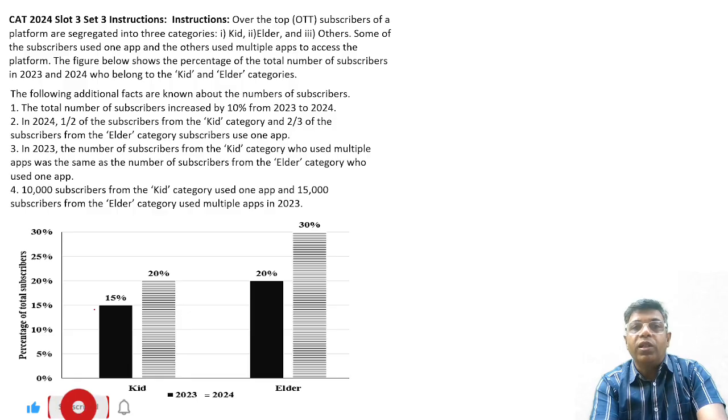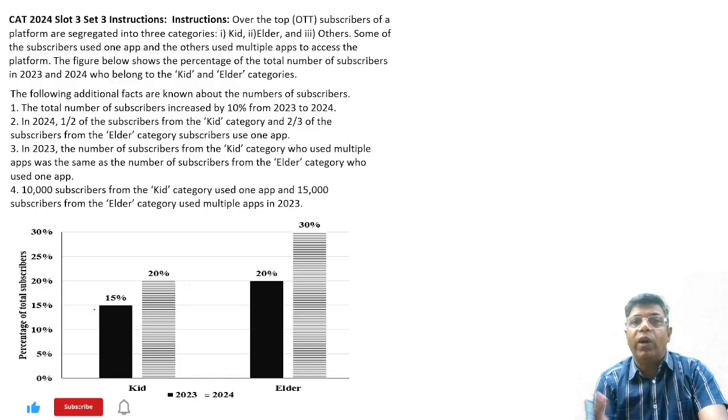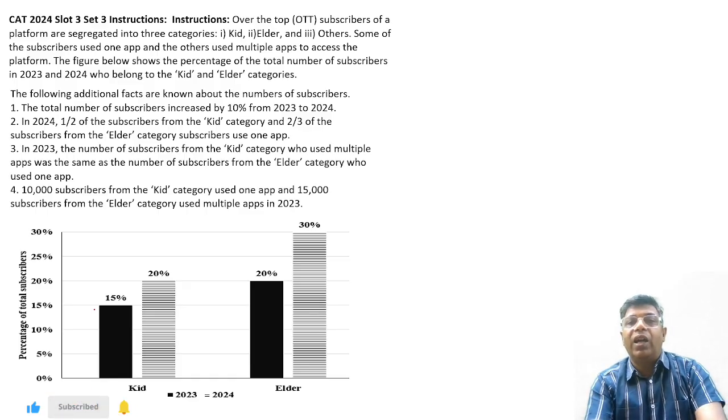Let's read the information. The top subscribers of a platform are segregated into three categories: kid, elder and others. Some of the subscribers use one app and others use multiple apps to access the platform. The figure below shows the percentage of the total number of subscribers in 23 and 24 who belong to the kid and elder category.